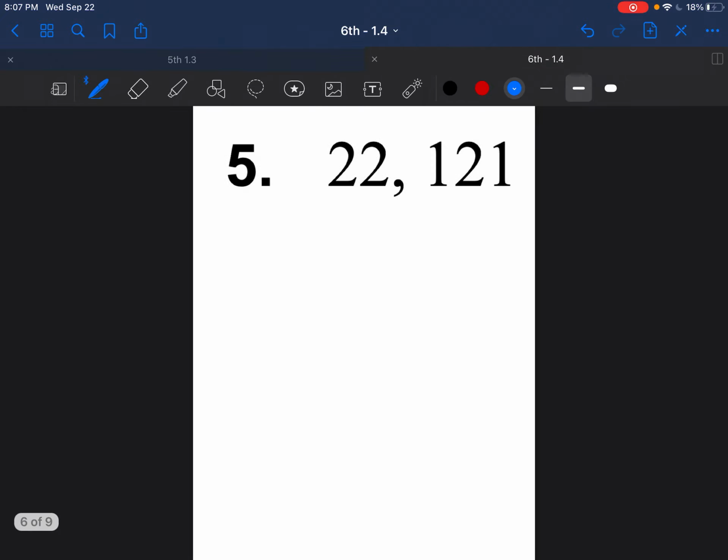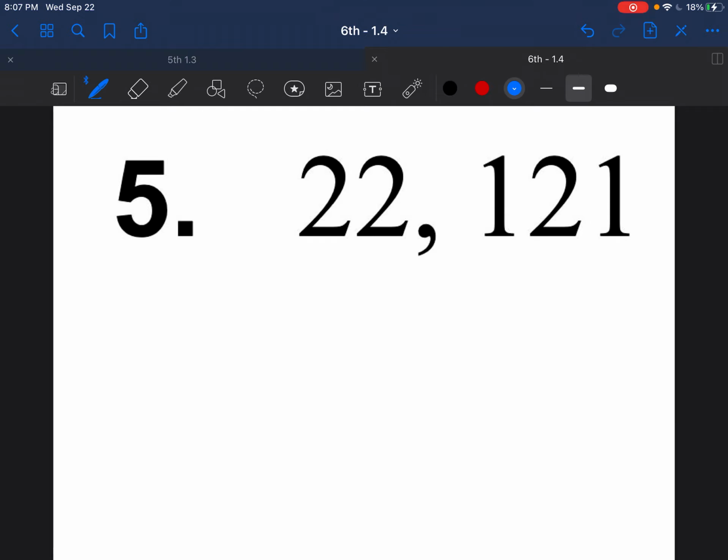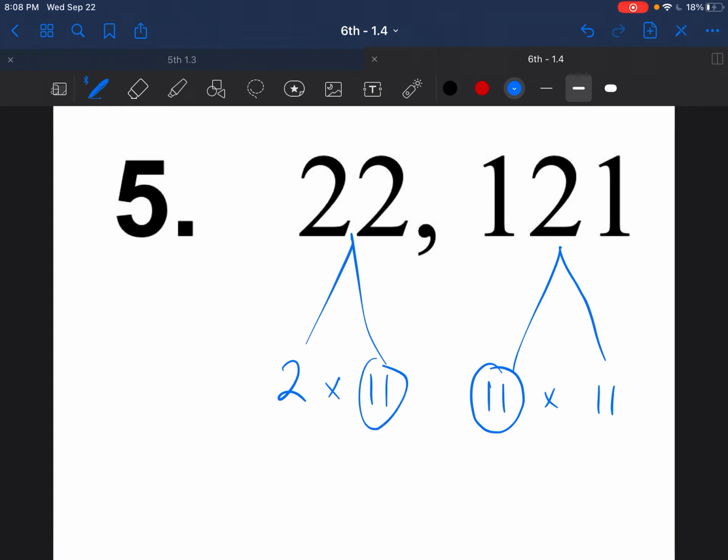Looks like we got 3 more. This time I'm just going to do the prime factorization of these problems. So let's see, what number gives me 22? That's going to be 2 times 11. And what numbers give me 121? That's going to be 11 times 11, right? So what number do they both have in common? They both have an 11, so that means our greatest common factor for this problem is just 11.